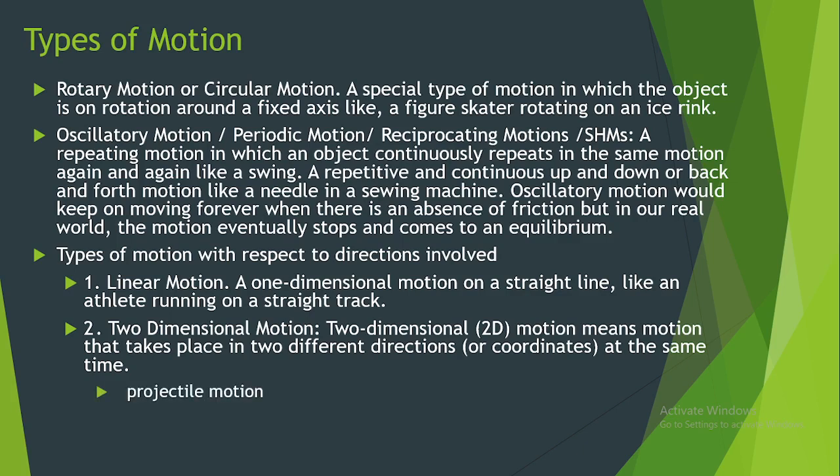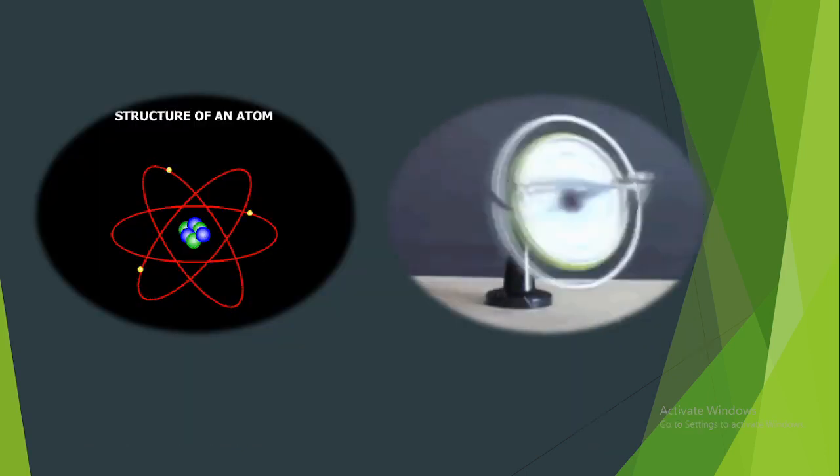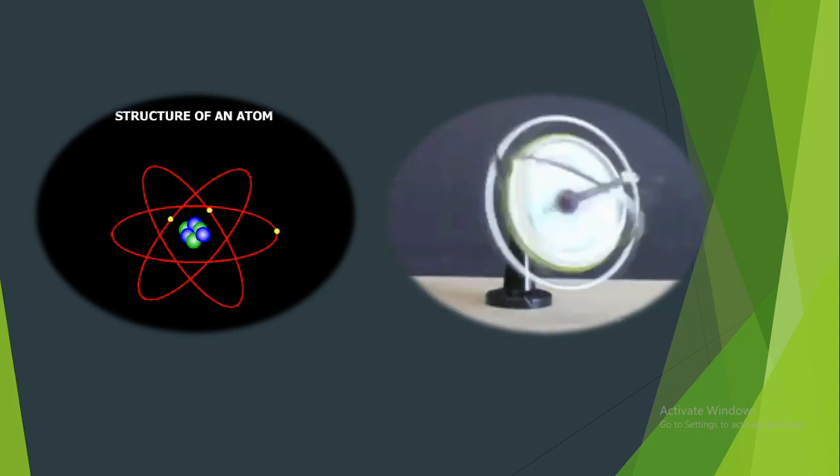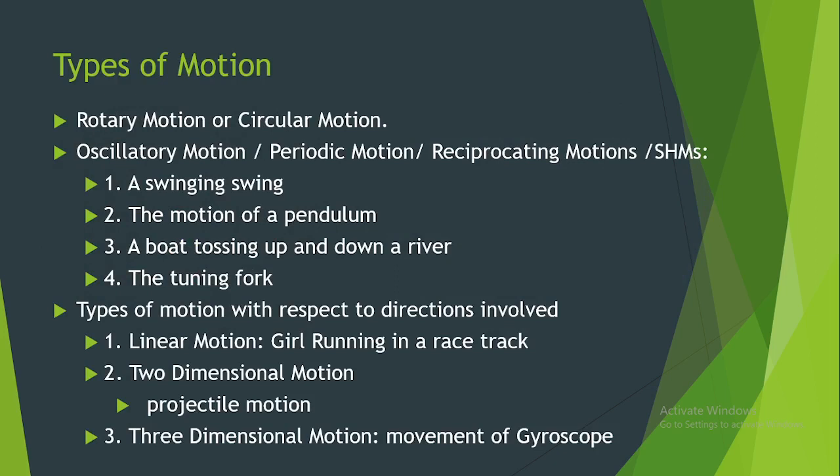We also have the three-dimensional motion, motion in space, which incorporates all the x, y, and z axes, is called three-dimensional motion. Just like the movement of electrons in the atom and the movement of the gyroscope. A good look at the classification of motion is shown below.